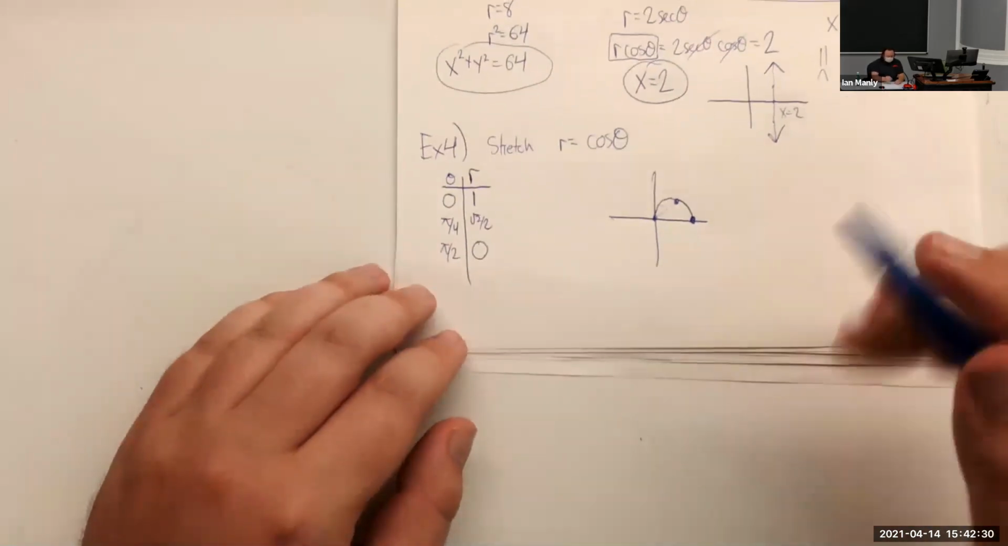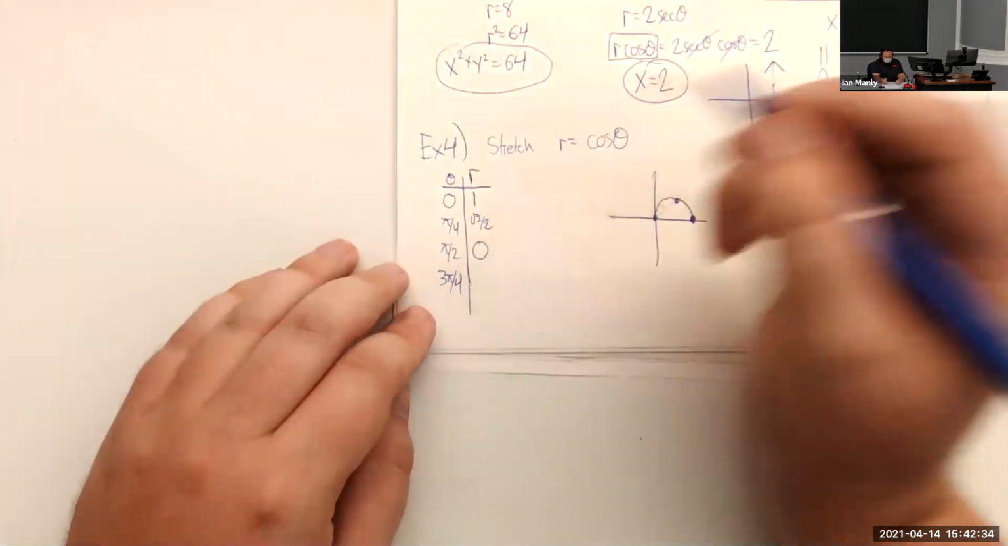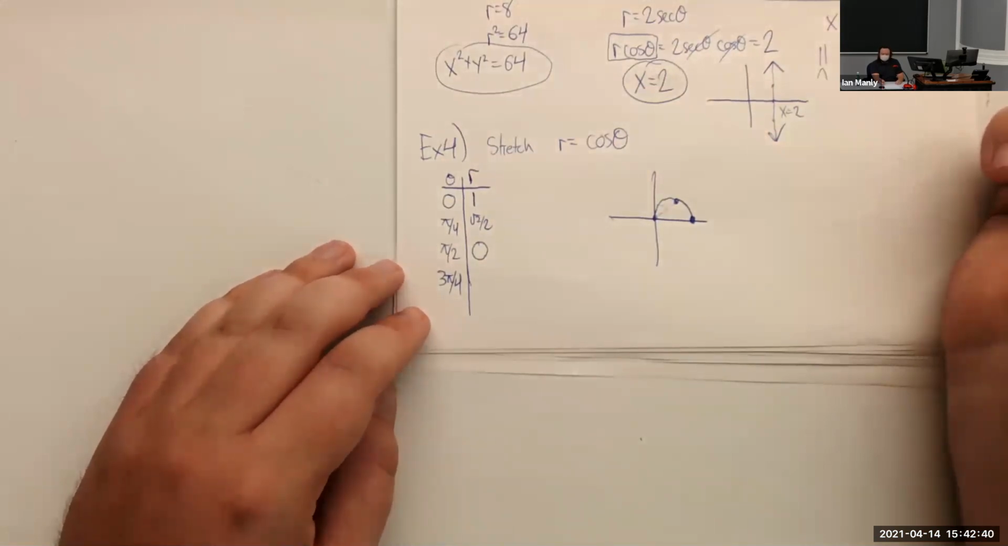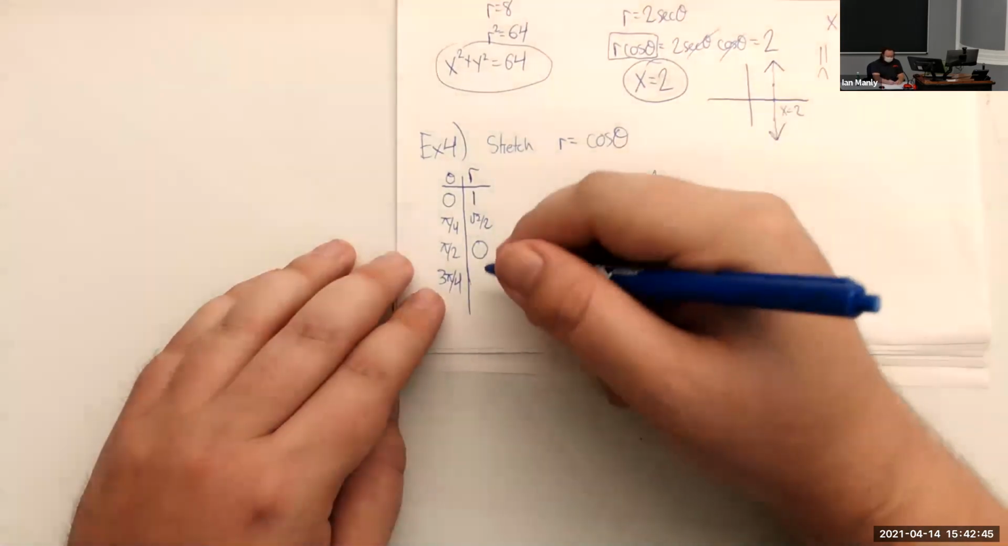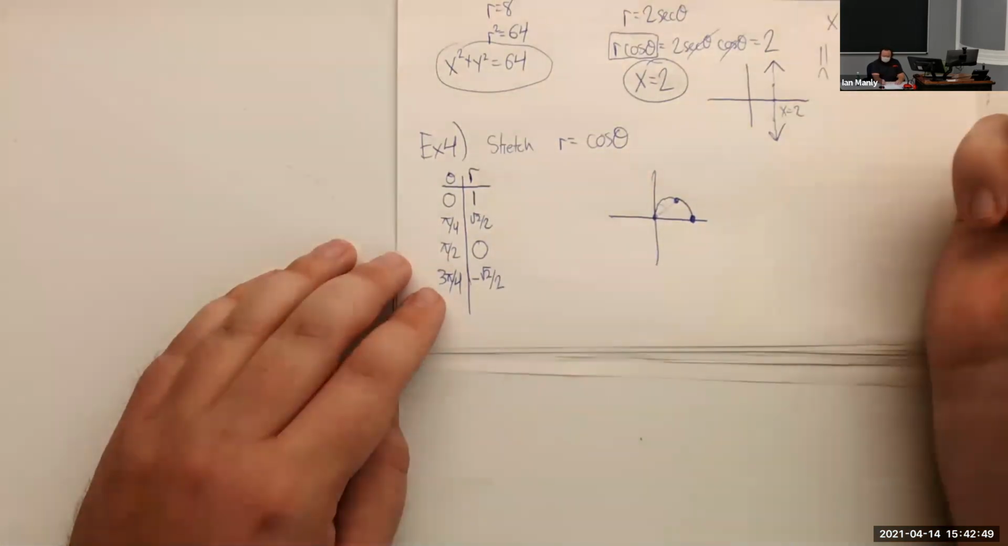Okay, now the next bit's a little bit weird. So let's go to 3 pi over 4. That'd be our next coordinate that we would draw. What is cosine of 3 pi over 4? Yeah, that's right. So it's going to be negative root 2 over 2.